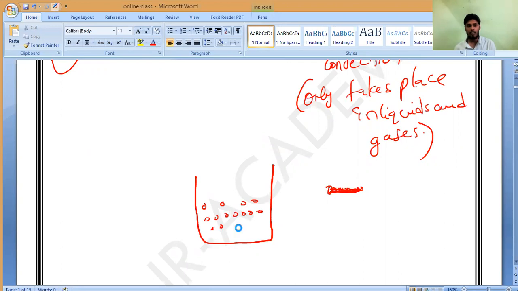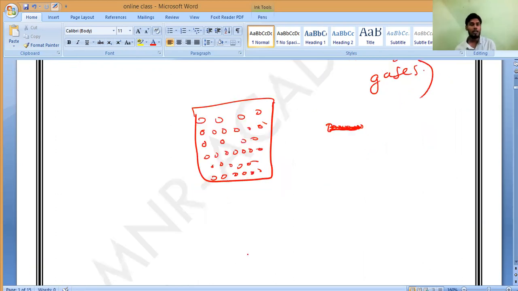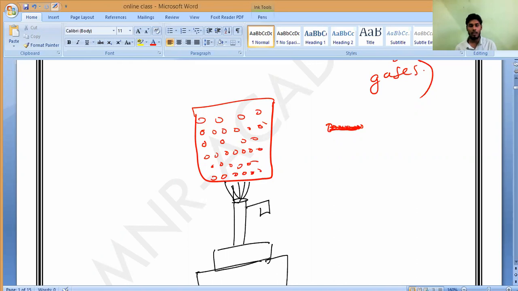So for example, let's take some gas or some liquid in this container. Now, if I start heating the closed container, where should I give the heat, bottom or top? Bottom. So let us heat it at the bottom with the Bunsen burner. Then the bottom particles will gain heat energy first, while the top particles have not yet gained heat energy. Is it yes or no?